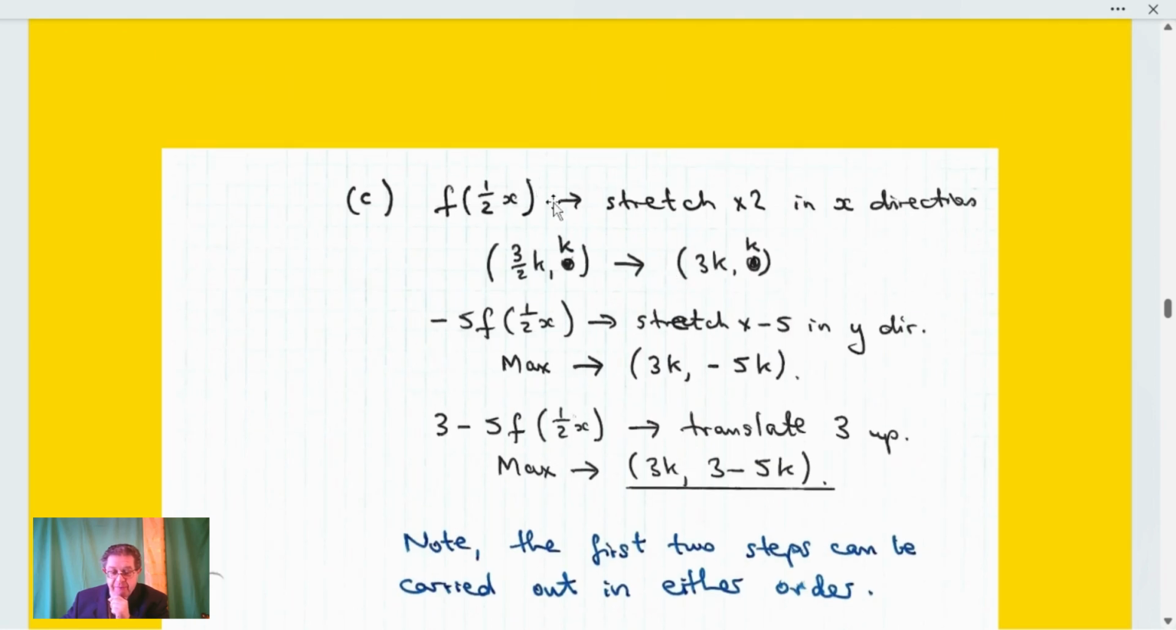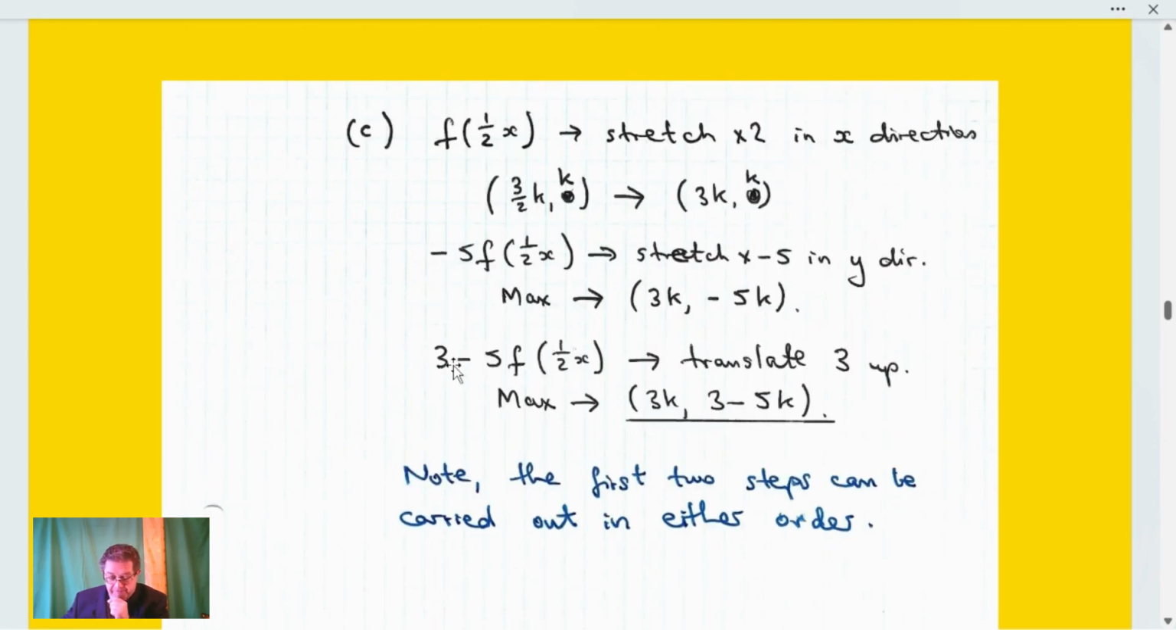Do note the first two steps could have been done in either order. It doesn't make any difference which order we do it in, but adding 3 is the thing we need to do last.